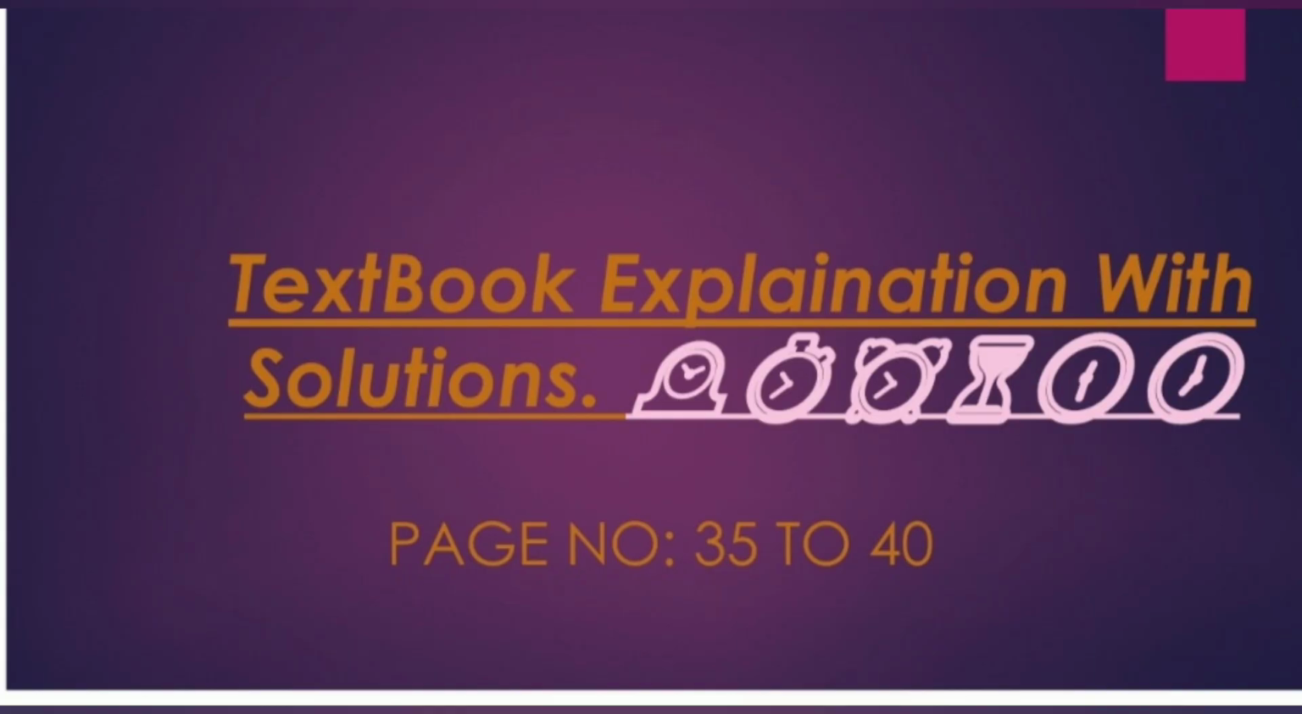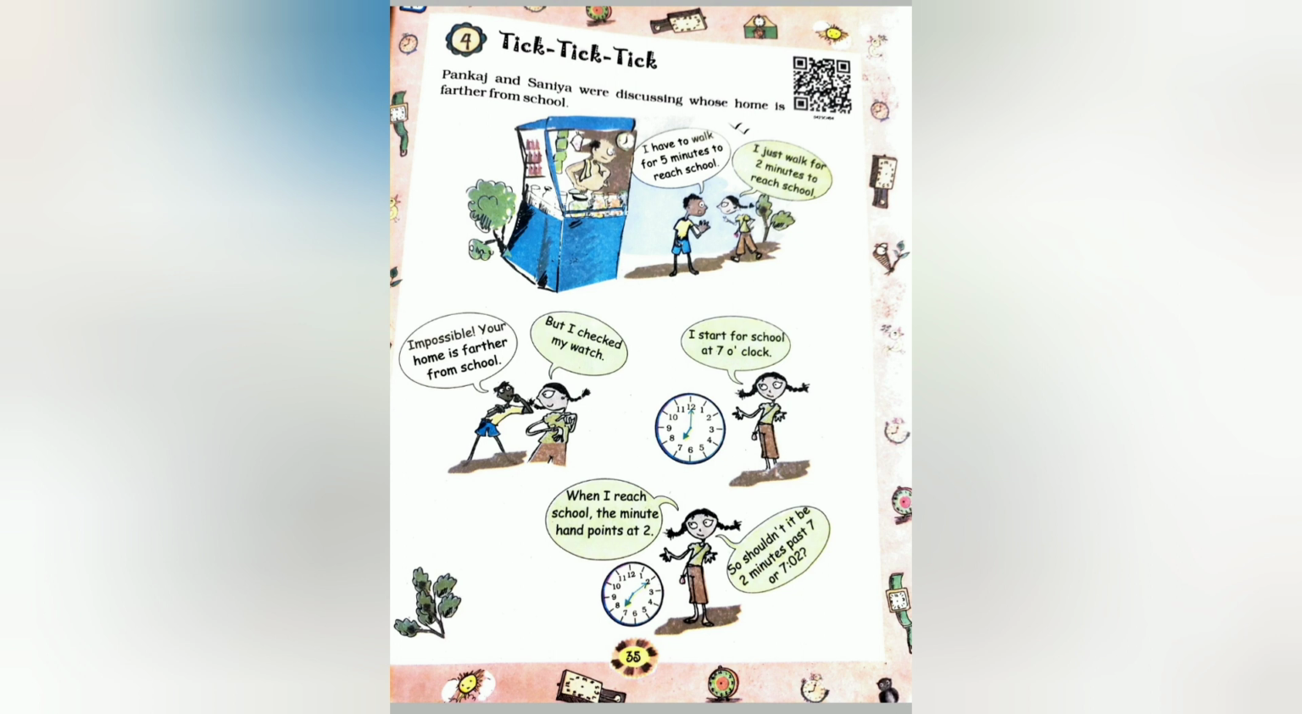Today we are going to start with our textual exercise. I will explain you everything, so watch carefully. Now, here Pankaj and Sania were discussing whose home is farther from school. Children, farther means far away, means opposite of near.